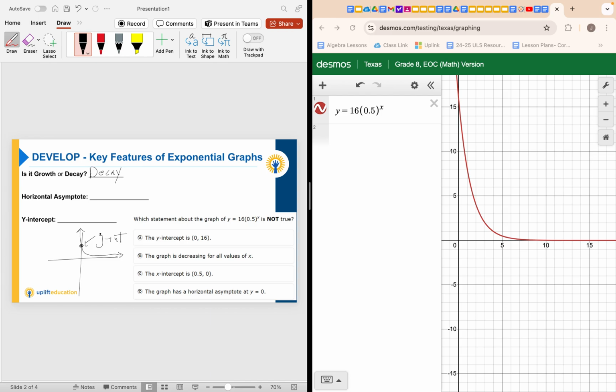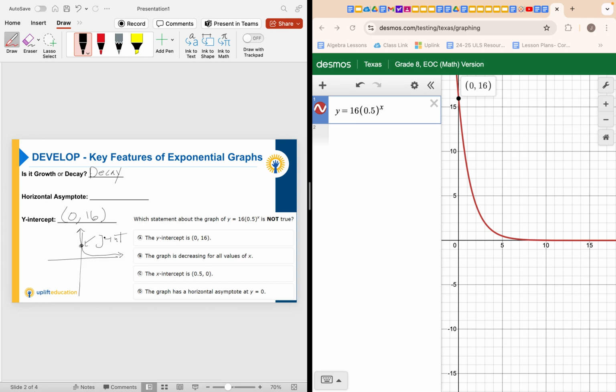So if we look on our Desmos, we can see exactly where the line is going to cross. Y'all see that gray dot? That gray dot helps you. So right now, we know our y-intercept is at 0, 16. So that's what I'm putting right here. My y-intercept is at (0, 16). That's why I love Desmos.